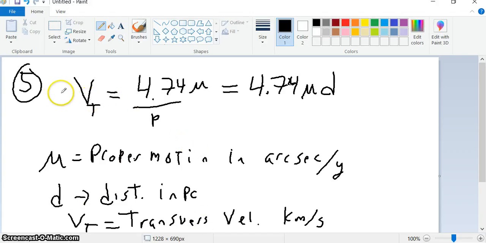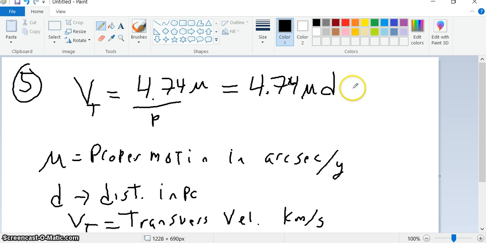And so this is what we're going to use. The transverse velocity, v sub t, is equal to this constant times mu times the distance. This constant changes everything into arc seconds, so that mu is the proper motion in arc seconds per year. Here p is the parallax, but remember 1 over p is the distance. So we can rearrange this equation and solve for the distance.